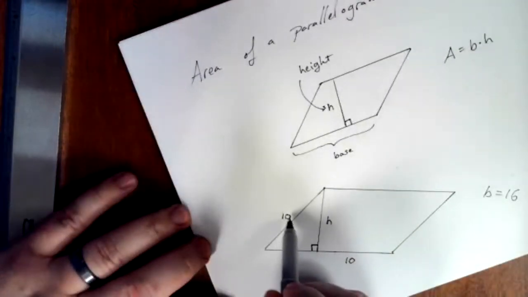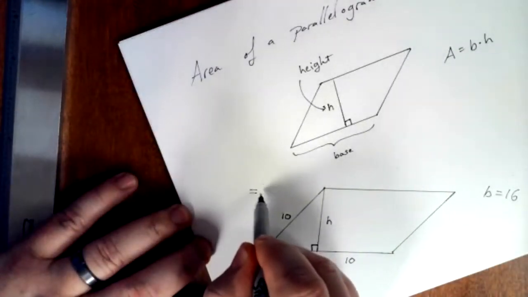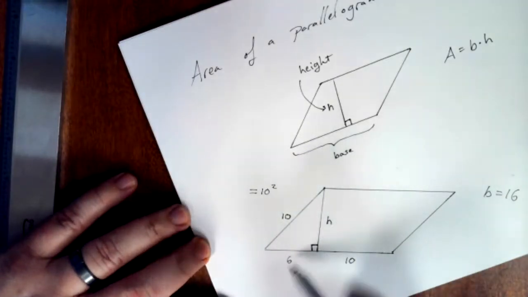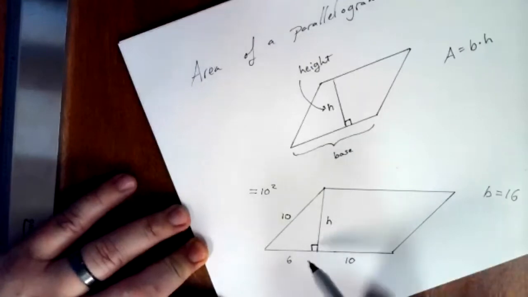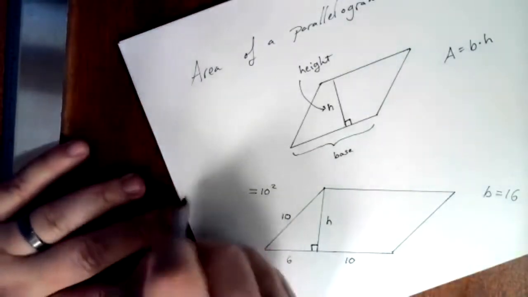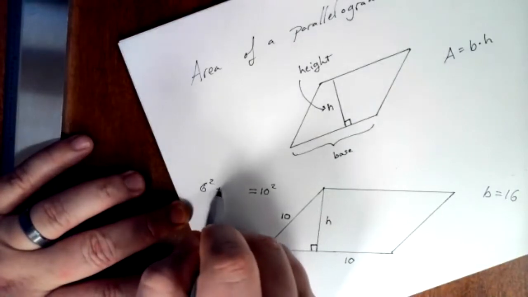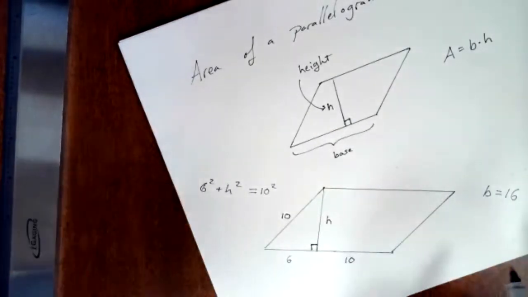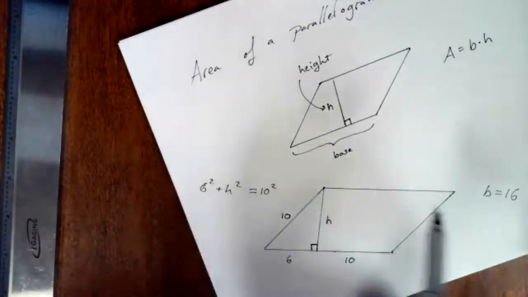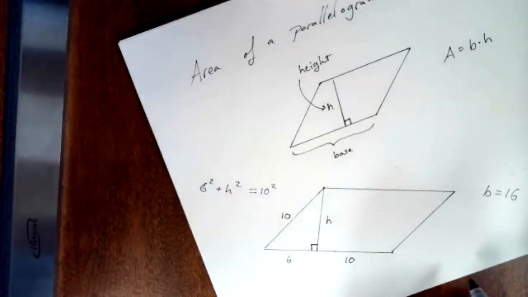This is the hypotenuse, so it's going to be all by itself. And these two parts are the other sides, the legs. So 6 squared plus h squared. Go ahead and solve that Pythagorean theorem problem, please. Find out what h is.